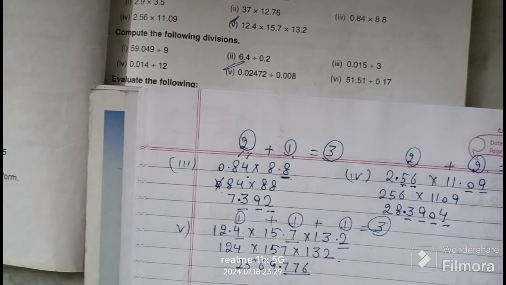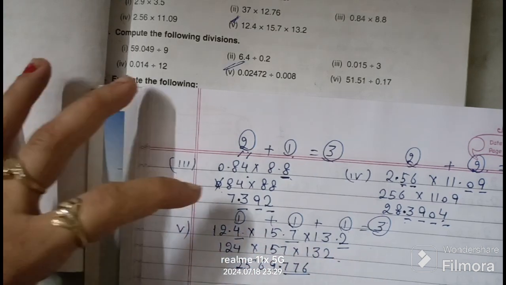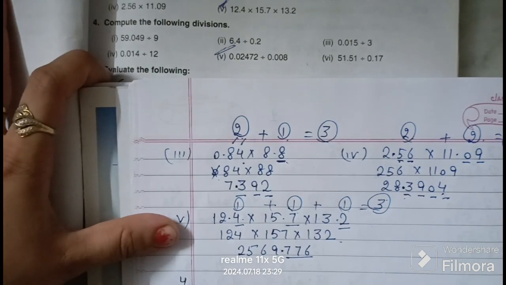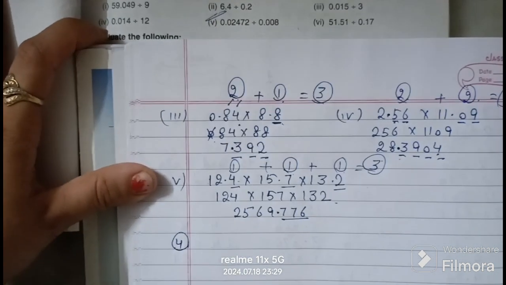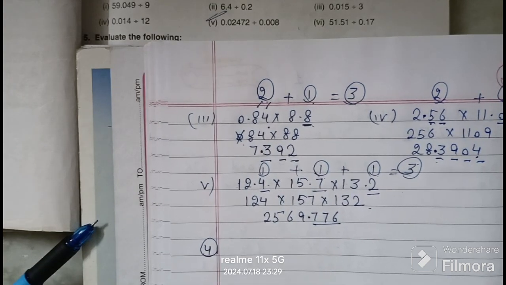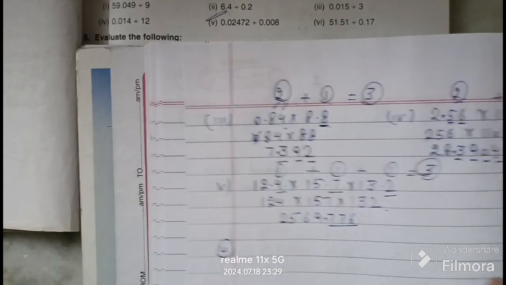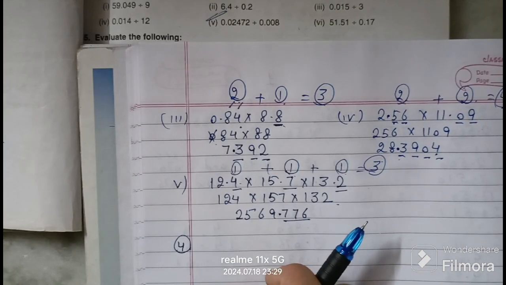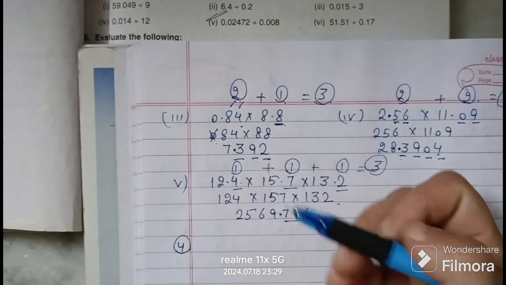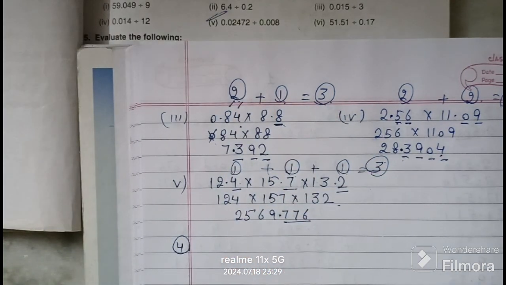Okay. Let's move on to the fourth question. Compute the following divisions. I will tell you one more fact. The fact is, while doing the multiplication, I have to add the number of digits after the decimal point. But while I am doing division, I have to subtract the number of digits after the decimal point.